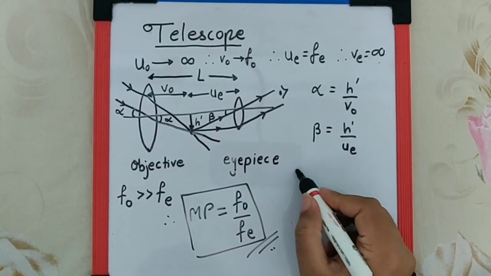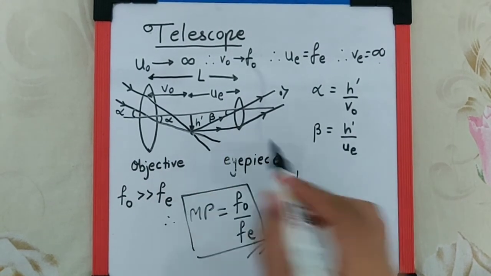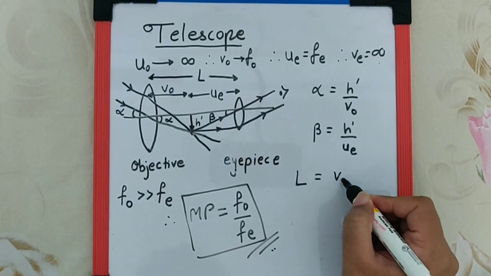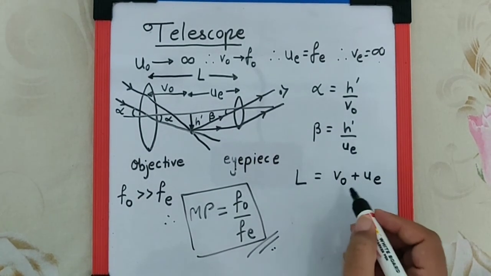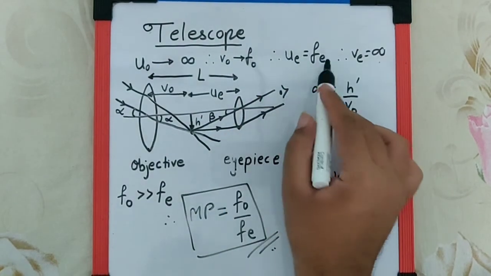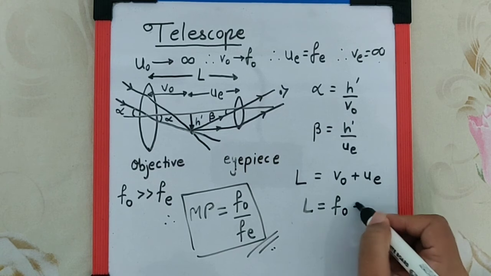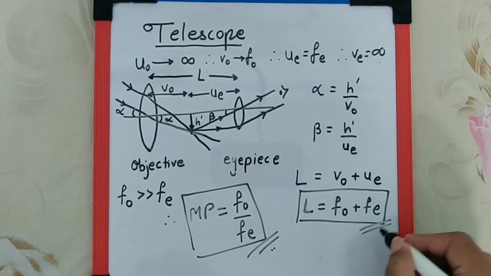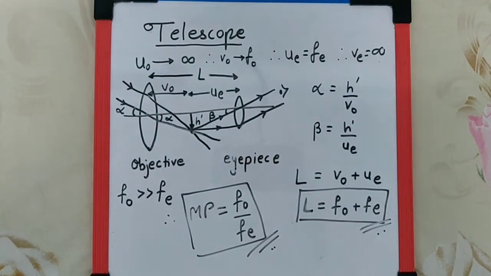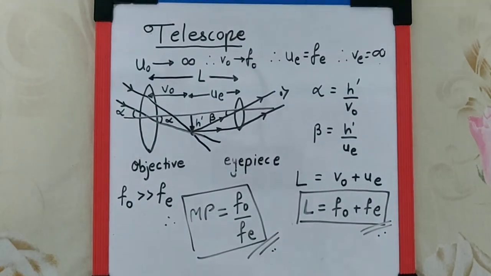Also, the L, the length of the telescope, which is the distance between objective and eyepiece, will be VO plus UE. And at this point, since VO is FO and UE is FE, the formula for L becomes FO plus FE. Now please understand, this formula is applicable only if the object is at infinity as well as the final image is at infinity.